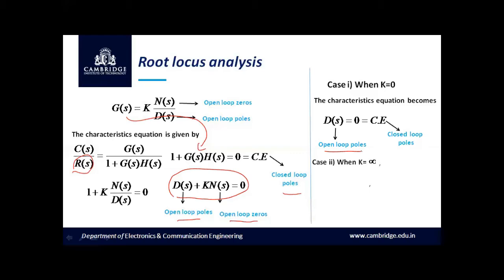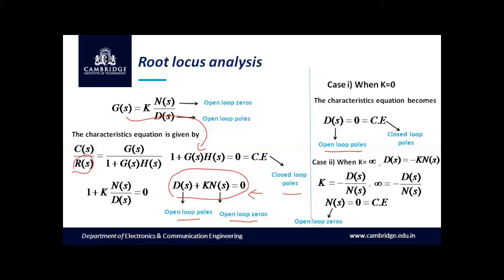Whereas when k is equal to infinity, let us again substitute in the same characteristic equation and look at the effect. Before substitution, let us rearrange the equation as D of s equals minus k into N of s. Hence, k will be equal to minus D of s by N of s. After substituting k equal to infinity, I get N of s equal to 0, which is the characteristic equation. Hence, it is very clear that when k is equal to infinity, the closed loop poles are equal to the open loop zeros.